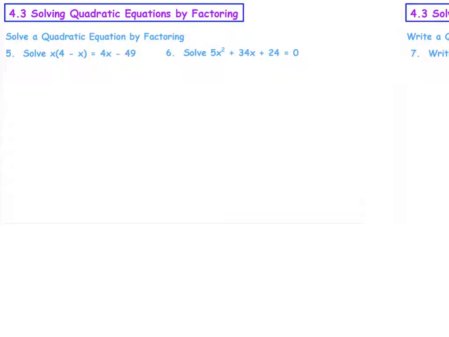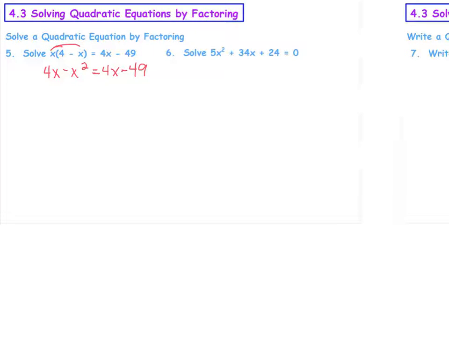So it looks like it's factored over here, but that's not completely factored. That's just one part of it. Since we have pieces over here, we need to distribute this and then refactor at the end. So x times 4 is 4x. X times negative x is negative x squared. Still equal to 4x minus 49.